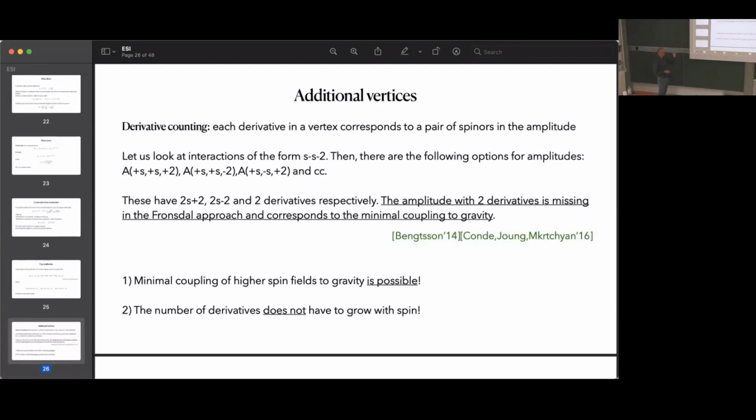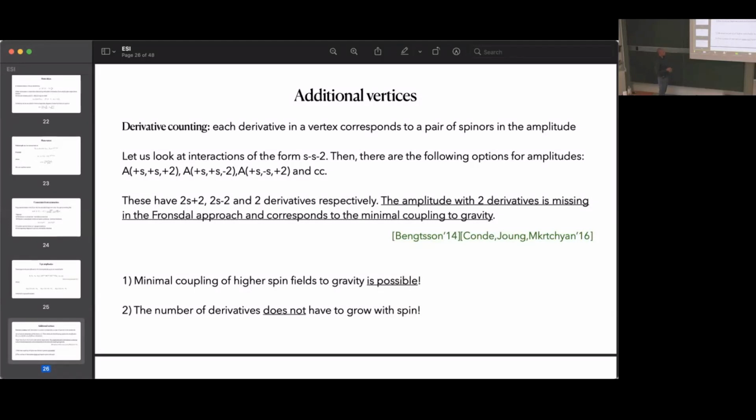Now we do this counting for these three amplitudes. It's not hard to see, a very simple exercise, that the first amplitude has 2s plus 2 derivatives, the second one 2s minus 2 derivatives, and the last one 2 derivatives. And the point is that the amplitude with 2 derivatives cannot be constructed in terms of Fronsdal fields, if we use standard rules, let's say, that we don't violate locality or do something weird with tensor indices, etc.